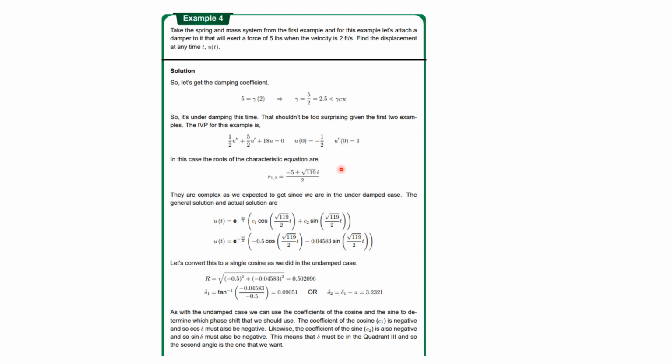Now in this case, and you should check this, but the roots are going to be -5 plus or minus the square root of 119 times i, over 2.